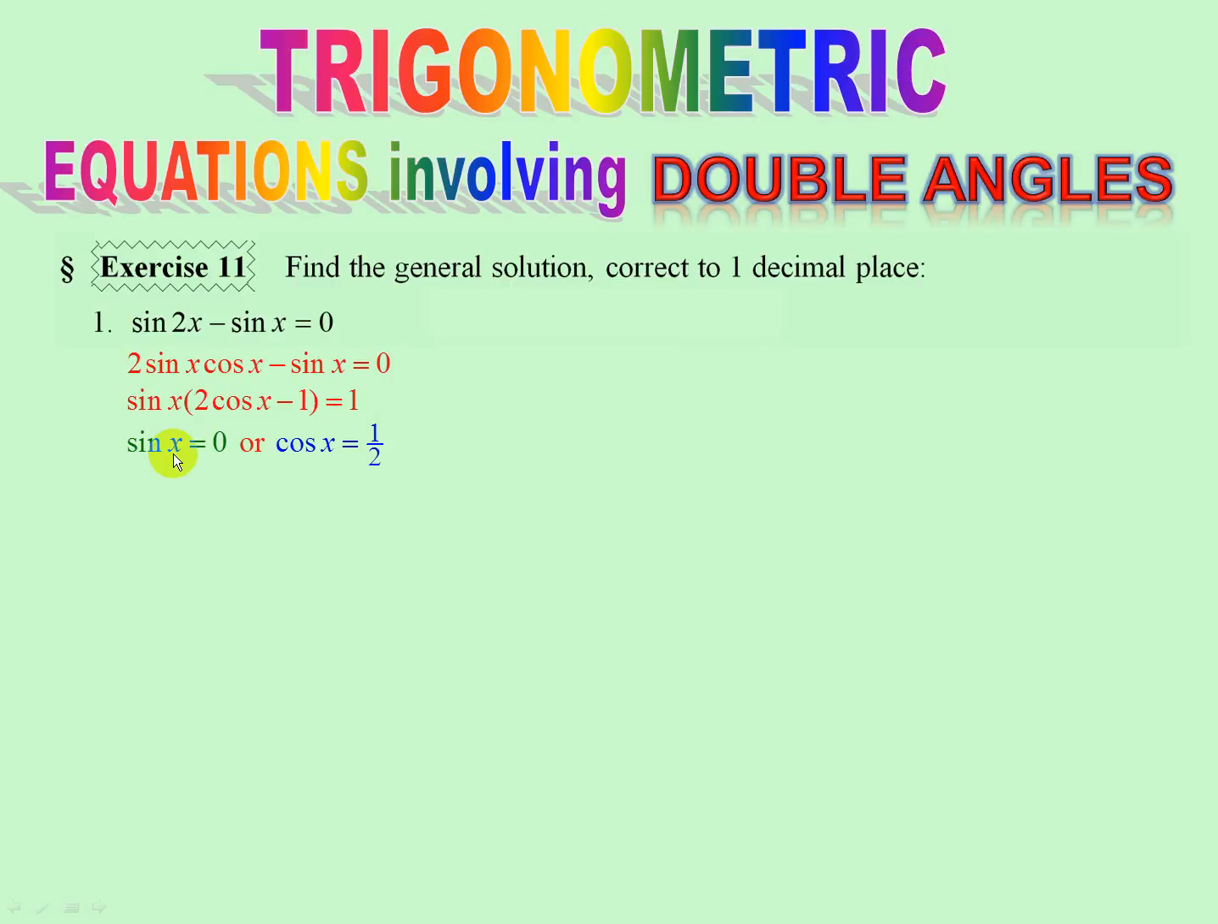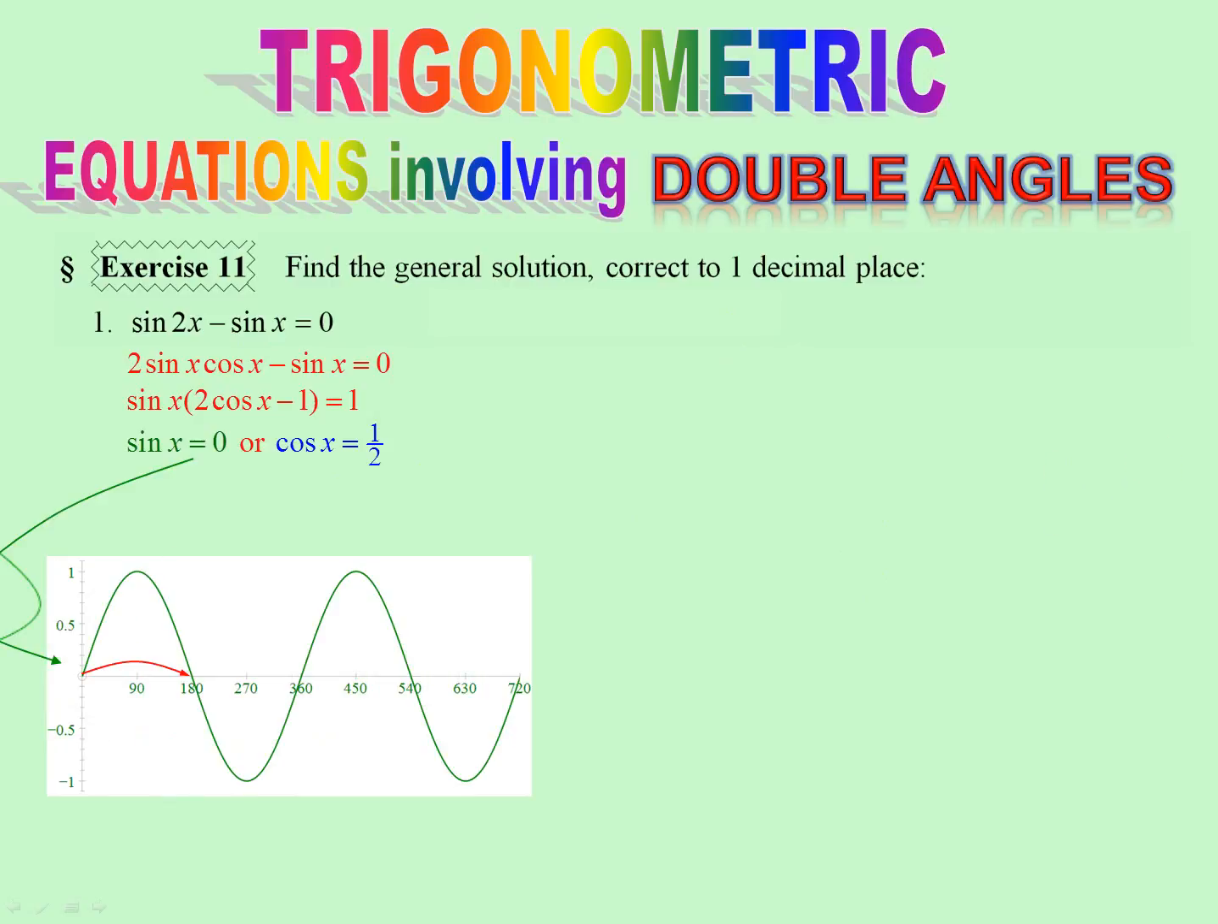This one, if you think of the sine graph, starts at 0, up and then back to 0 at 180 and then back to 0 at 360, every 180 degrees. There we are. So therefore, x equals k 180 is your solution for that one. Cos x equals a half.